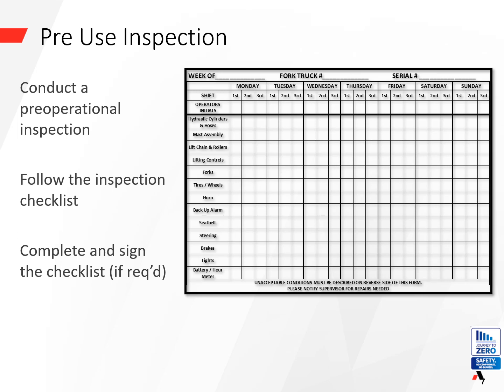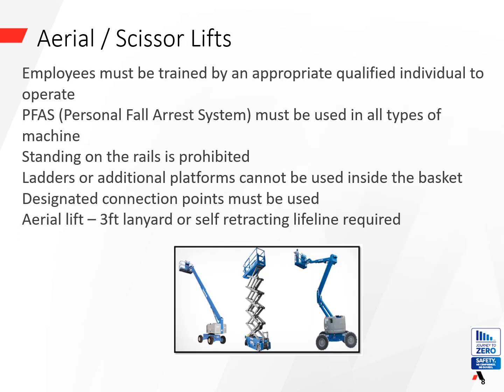Before operating the equipment, perform a comprehensive pre-use inspection following the provided checklist. Ensure all components are thoroughly examined and validated. If necessary, complete and sign the checklist to formally document the inspection process. When utilizing aerial and scissor lifts, ensure employees receive training from a qualified individual.